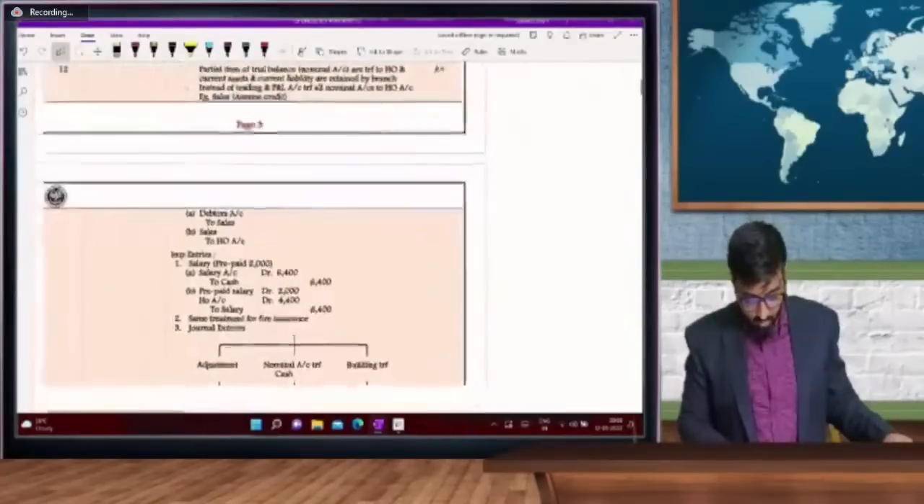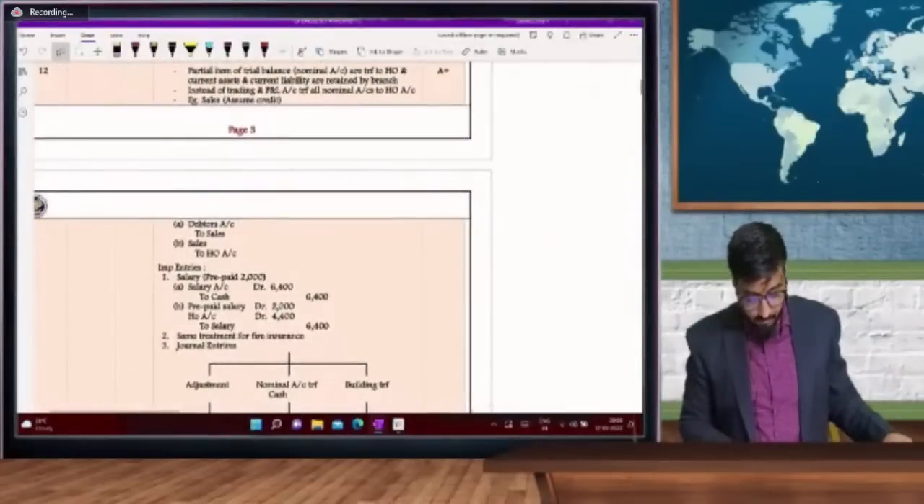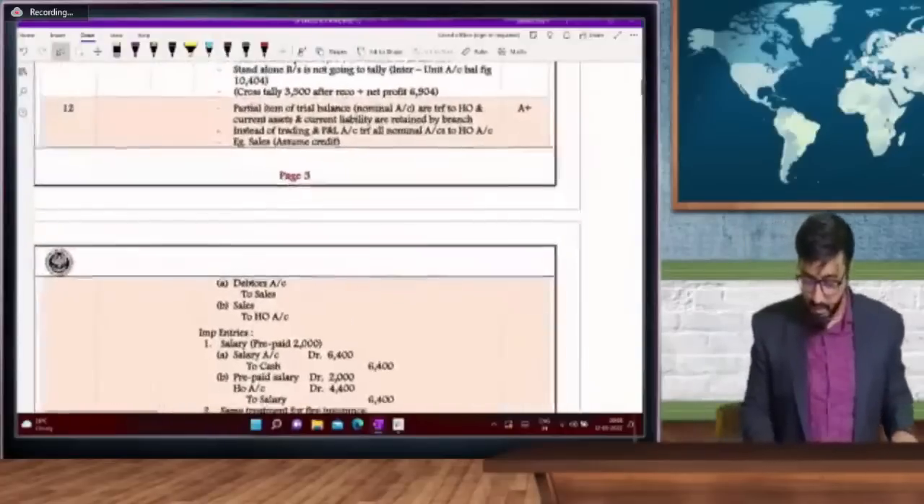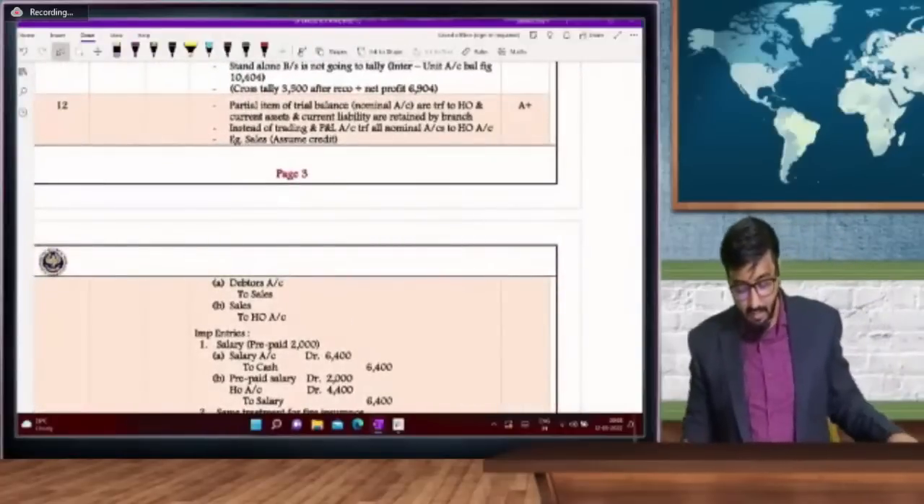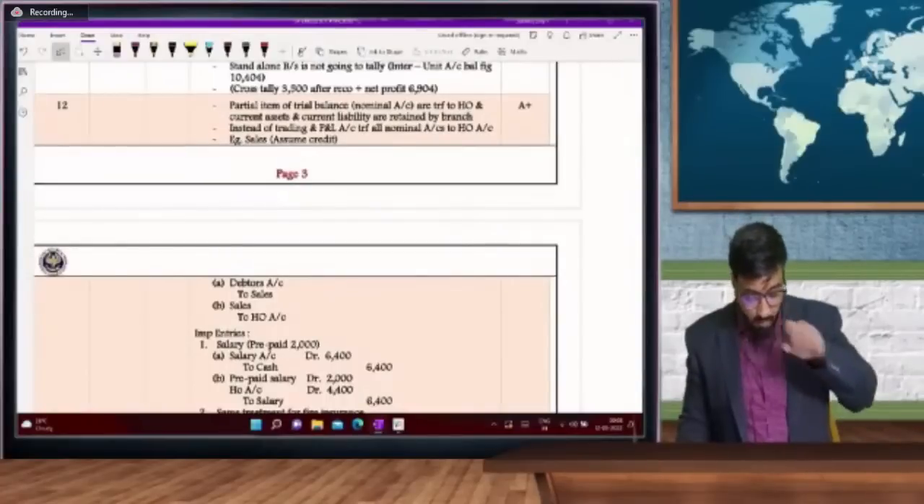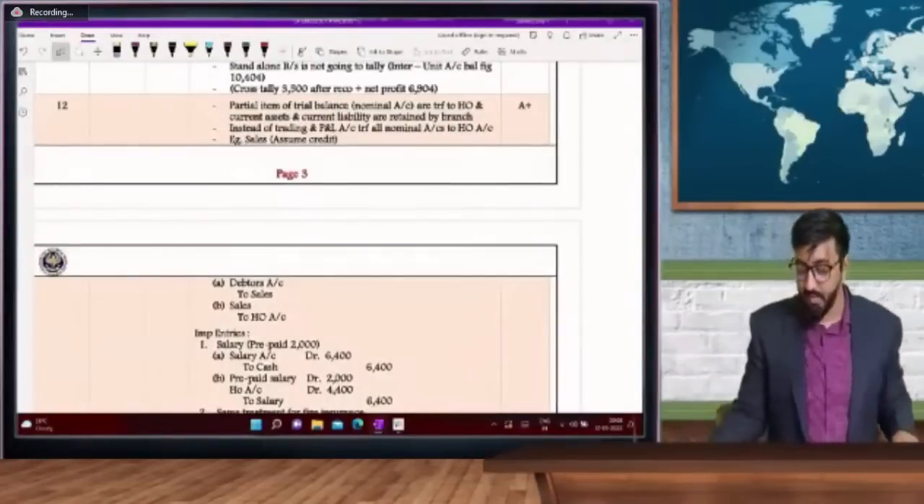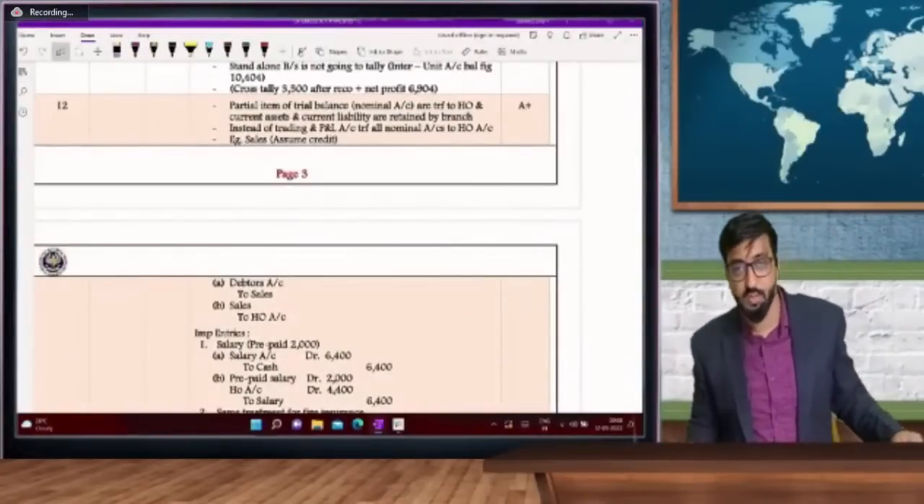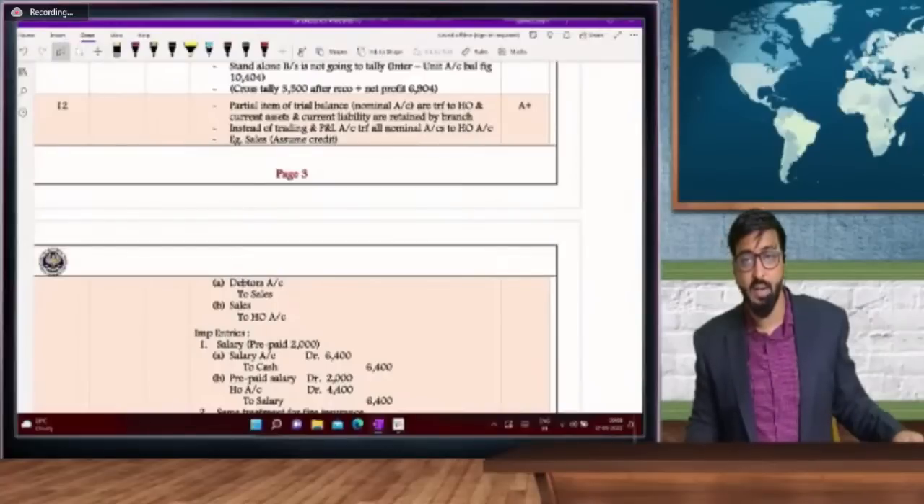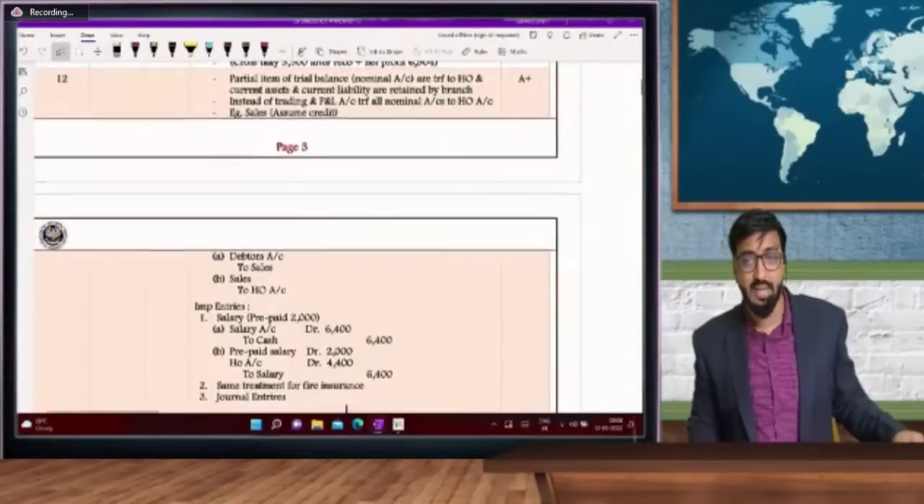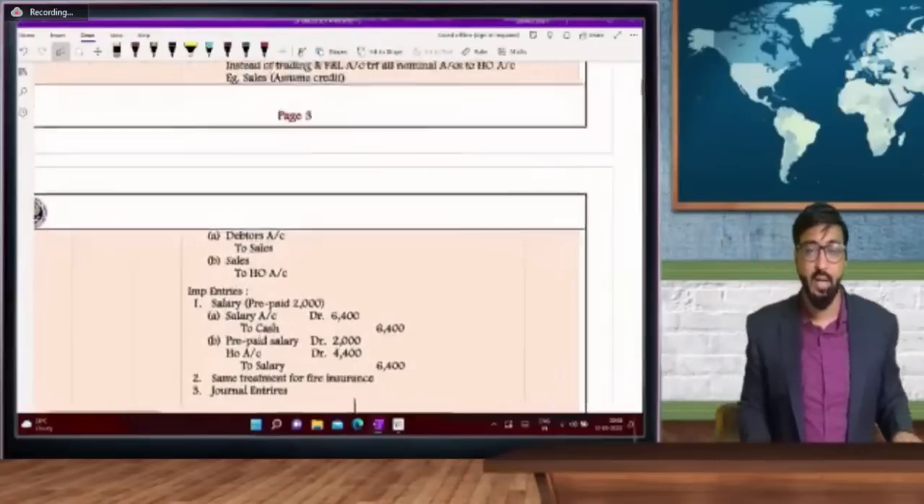So what are the important points in this? This is a partial A plus category question. Once again, partial trial balance, all nominal accounts are transferred to HO and current assets and current liabilities are retained by branch. Yes, sir, we know this concept now. Instead of trading and P&L account and nominal accounts, we are preparing transfer to HO account. Example, sales account, debtors to sales, but we will transfer sales to HO.